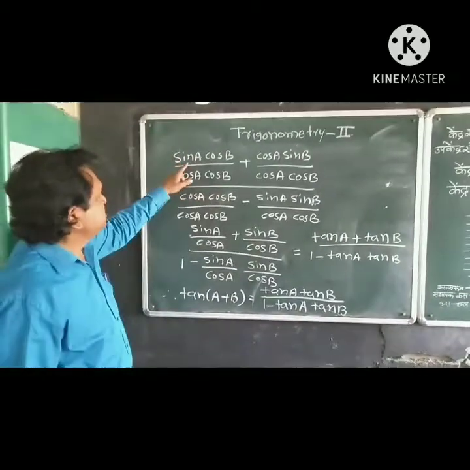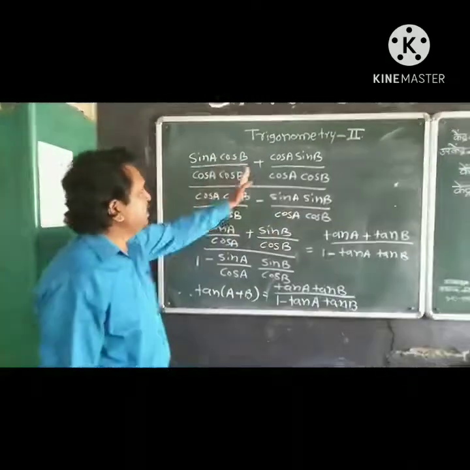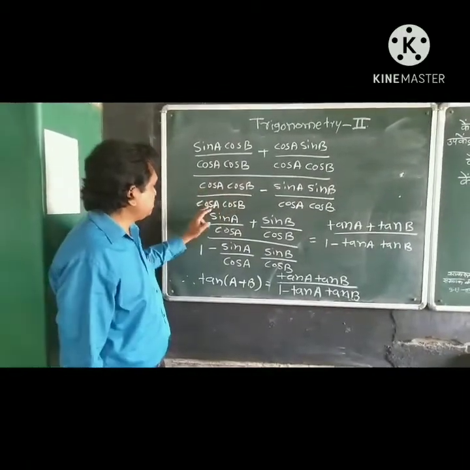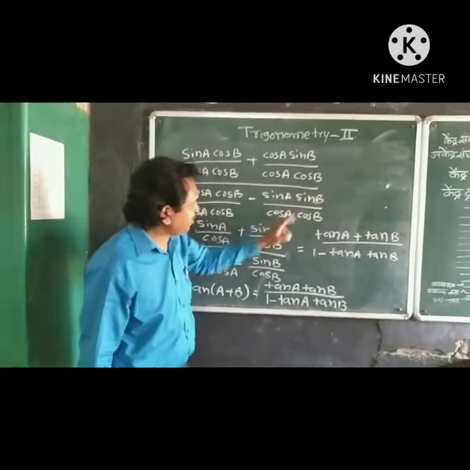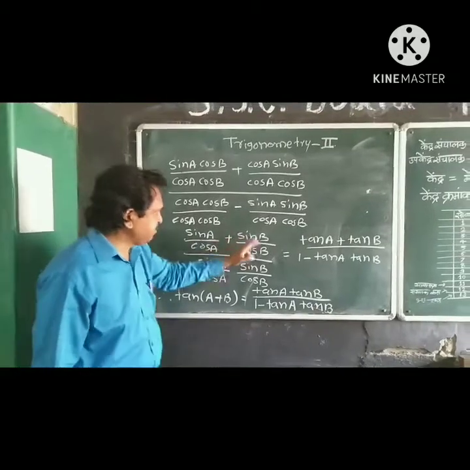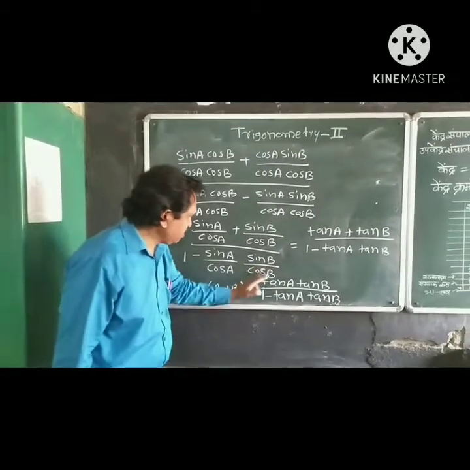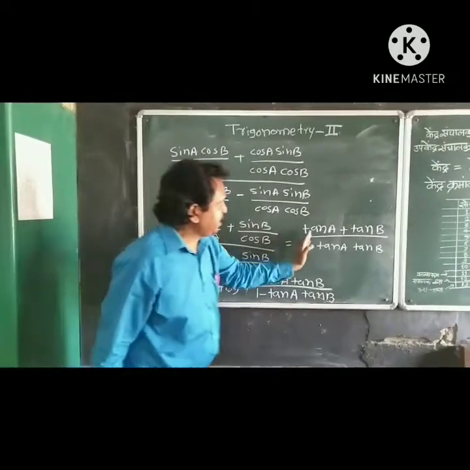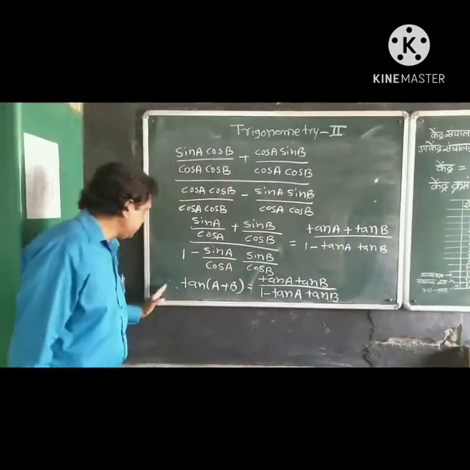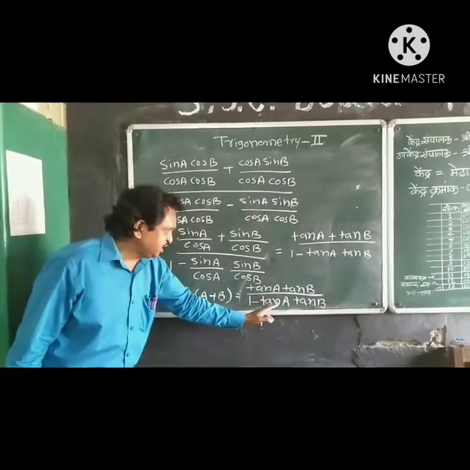Now sin A cos B upon cos A cos B, separately, plus cos A sin B upon cos A cos B, minus sin A sin B upon cos A cos B. Now we get sin A upon cos A plus sin B upon cos B upon 1 minus sin A upon cos A times sin B upon cos B. Finally we get tan A plus tan B upon 1 minus tan A tan B, and we get the result. Therefore tan(A plus B) is equal to tan A plus tan B upon 1 minus tan A tan B.